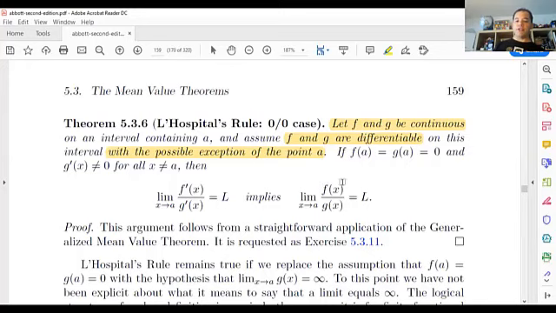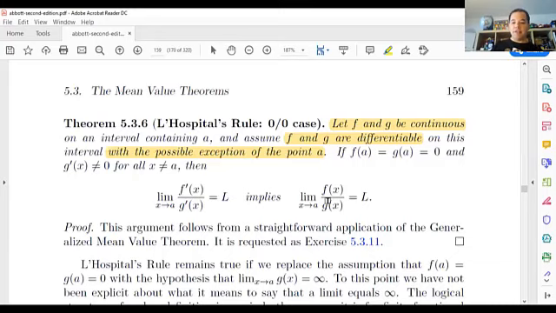And that's the way we use it, right? So we want to do a limit. We check that it's 0/0. We see that our functions have derivatives. So we take the derivatives, and then we try to do the new limit. And if we can do the new limit and we get some number, then that's the answer to the original one, right? That's how it works.